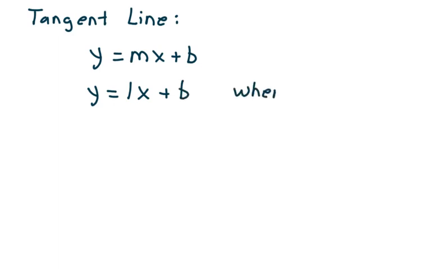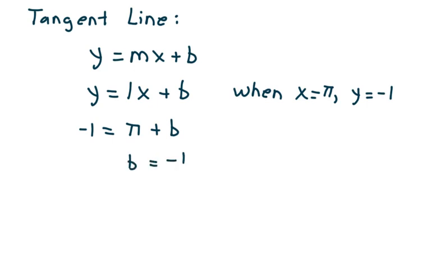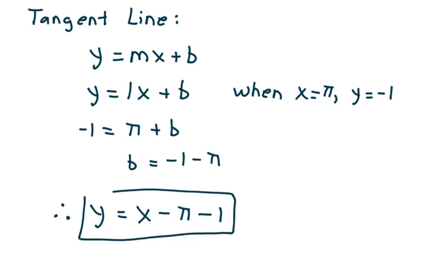When x is π, y equals negative 1. So negative 1 is π plus b. So b is negative 1 minus π. And so therefore, y equals x minus π minus 1 would be the equation of the tangent line.